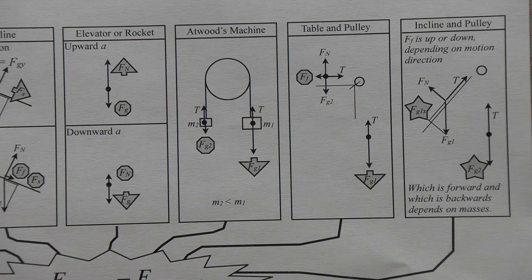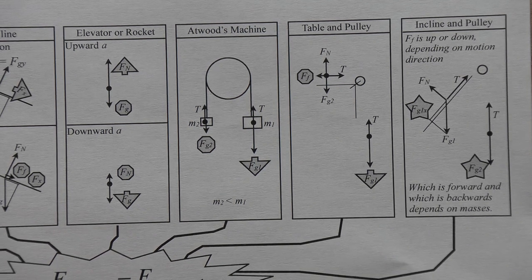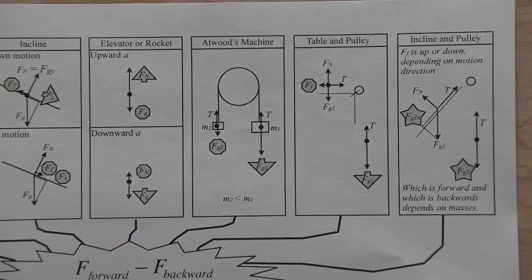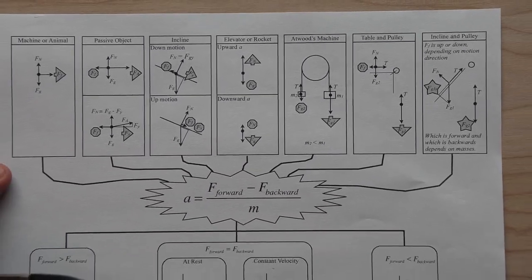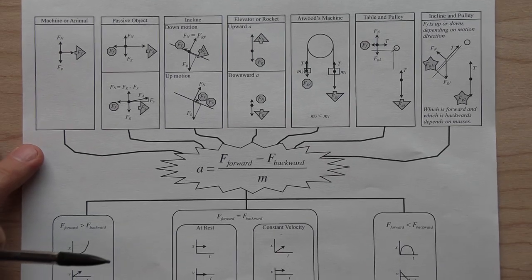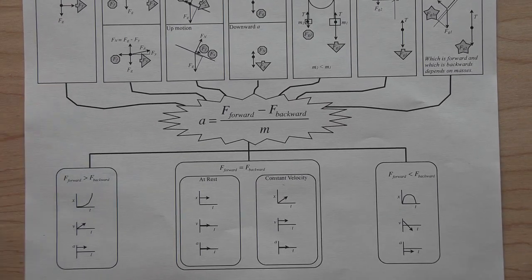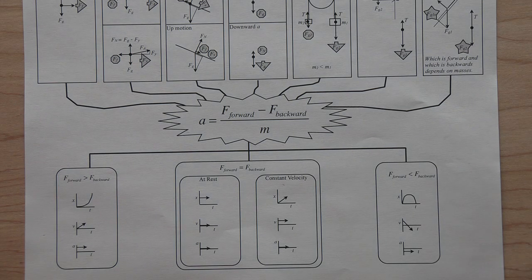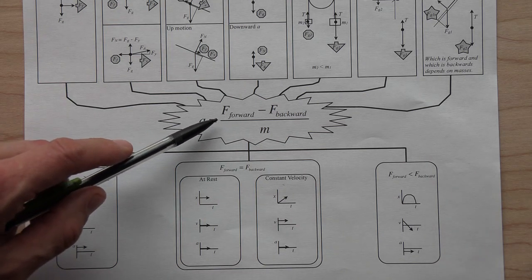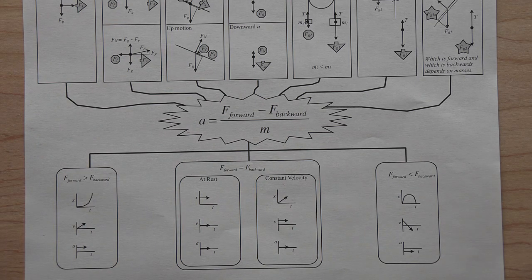Okay, so those are different scenarios. Again, they can always dream of something else that's not on this sheet. AP sometimes does that. They get creative. They ask questions that you haven't seen before, but those are the highlights. All of those force diagrams, as I wrote here and already explained, are used in Newton's second law. A is F net, which you could just think of as forward force minus backward force, over the mass. So that's F net over M.